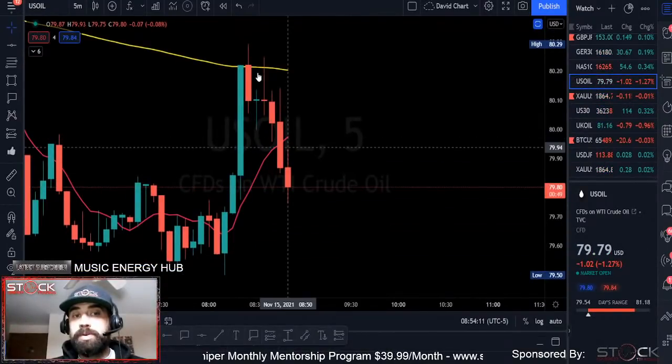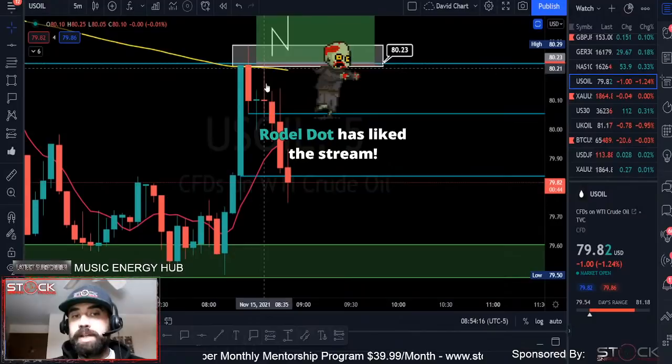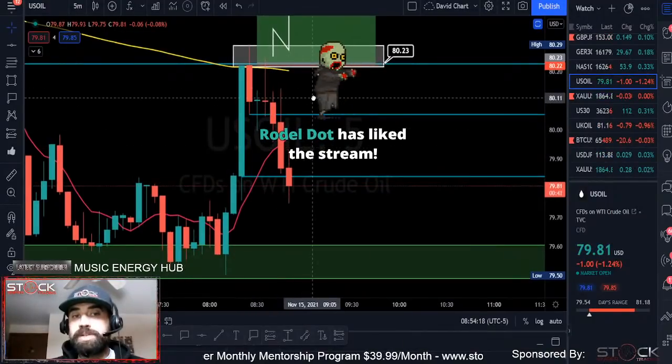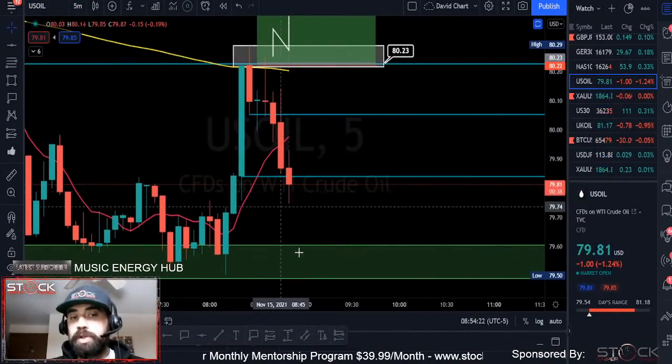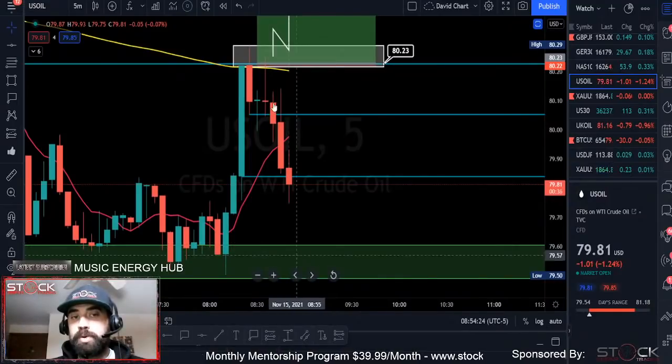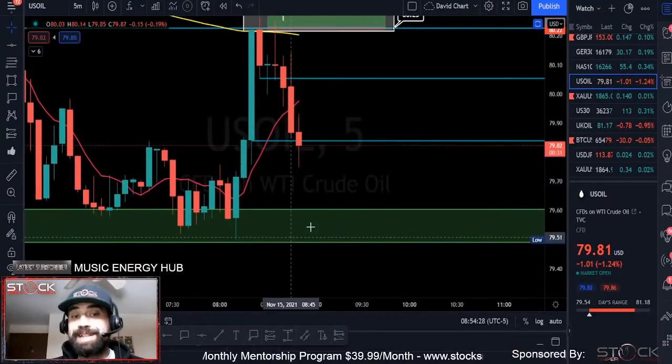You can see oil did not have any kind of entry, okay? It had a wick and then it pushed back down. We needed it to close above here. That was that top wick, didn't even come close, all right? So we'll look again now at this area right here. You can see gold having a nasty sell-off. This will be the nice little next big move, okay?